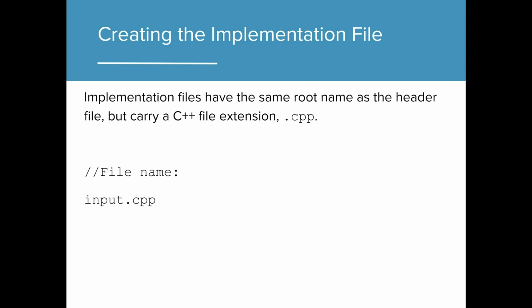Implementation files have the same root name as the header file, but carry a C++ extension of .cpp. As you can see in this example below, the file name for the implementation file is input.cpp. The header file would be called input.h.